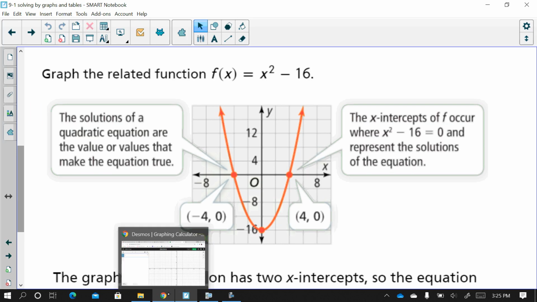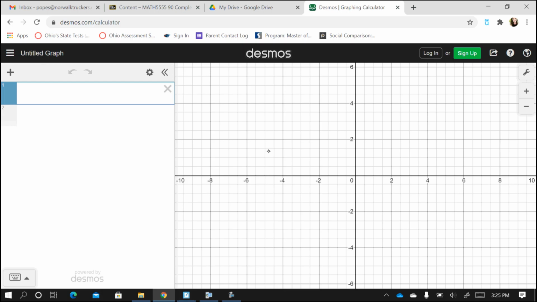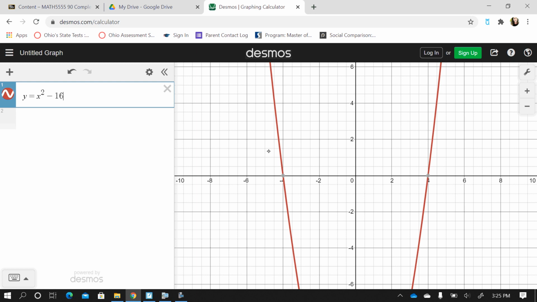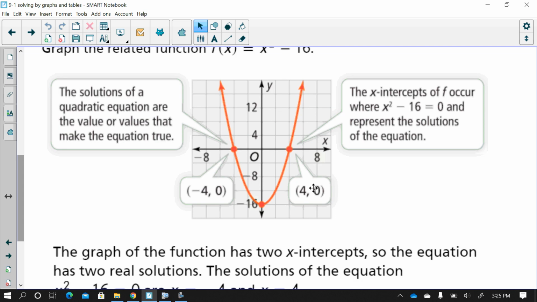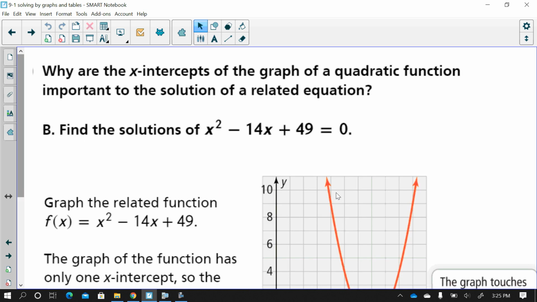Okay, we could also do this in Desmos. Remember, we've done a little bit of Desmos before. So go ahead and type in y equals x squared minus 16. Once again, very easy to see. Boom. x equals -4, x equals +4. Okay, so if you're doing problems like this on your homework, just give me a brief sketch in your notebook to show that you actually graphed this. Okay? So let's look at another one.